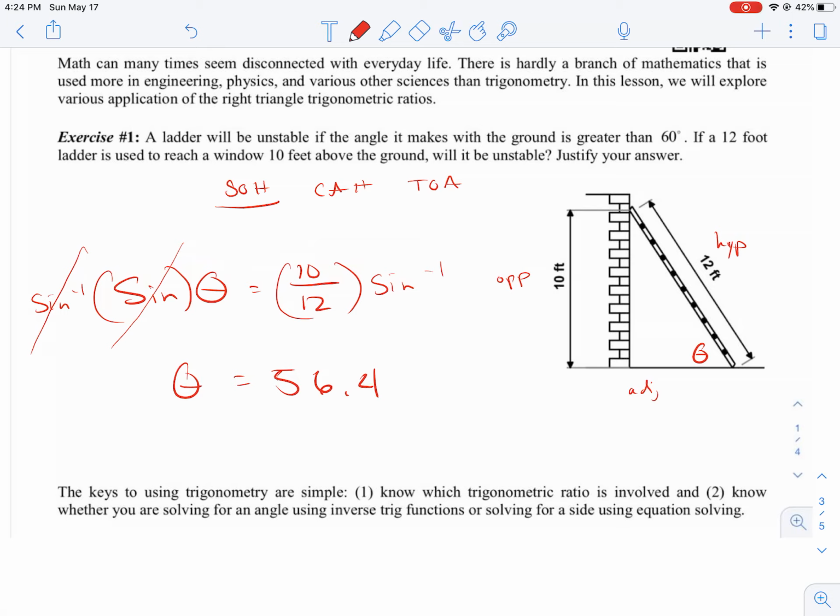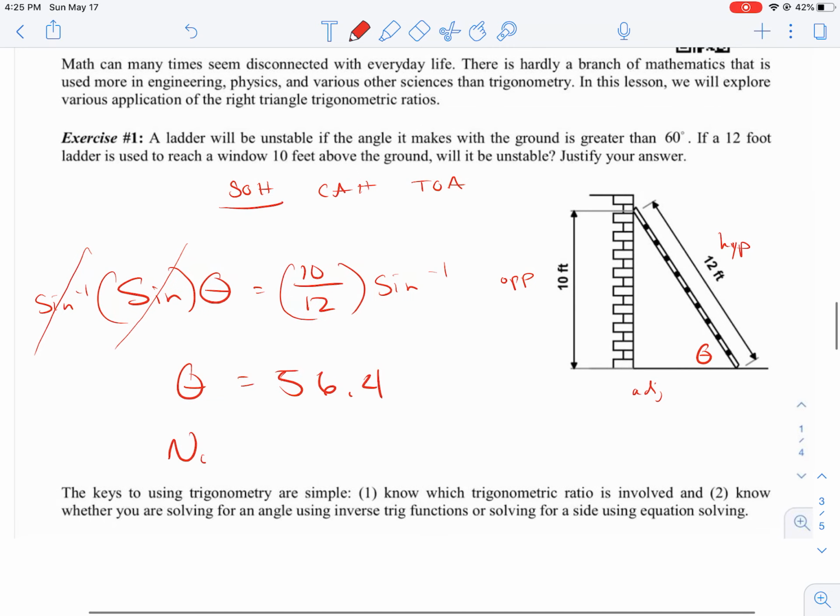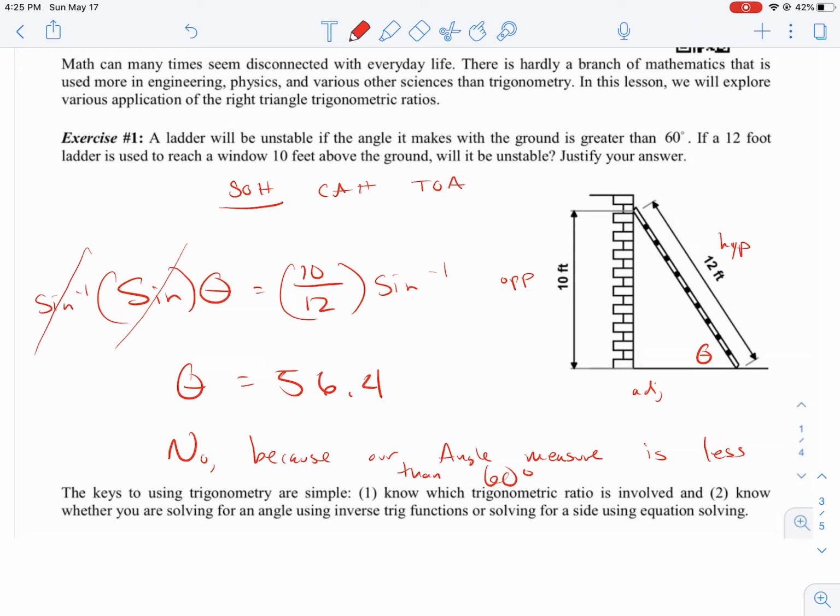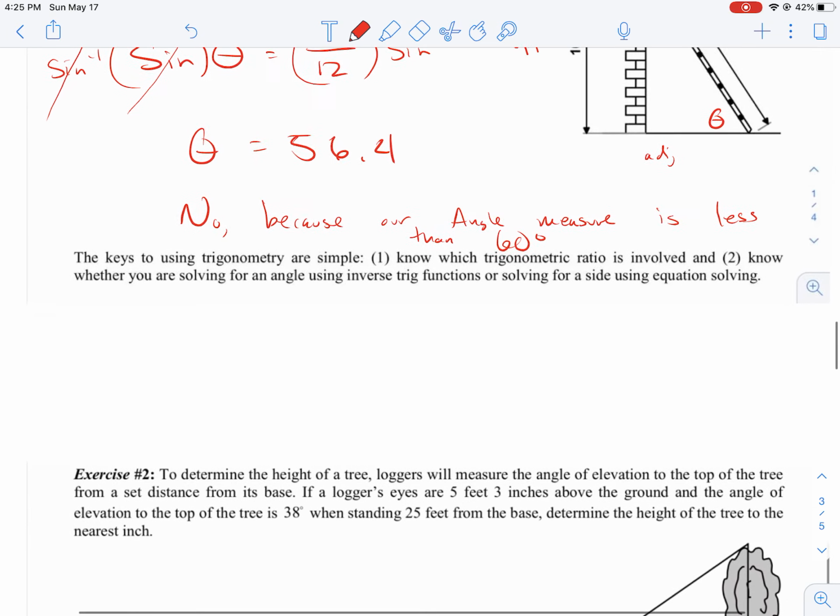Now that's not what the question's asking. The question's asking, if it's greater than 60 degrees, it will become unstable. So because it's less than 60 degrees, will it be unstable? We'll say no, because our angle measure is less than 60 degrees. Okay? All right. Let's keep going here.